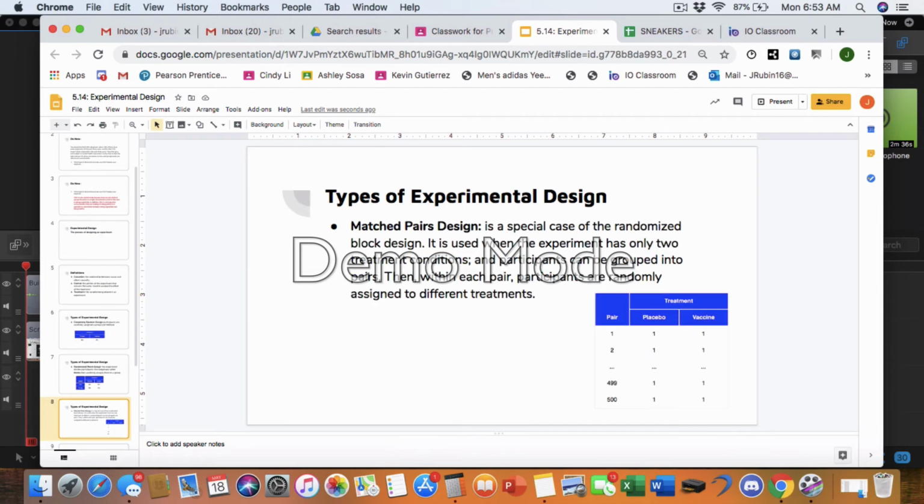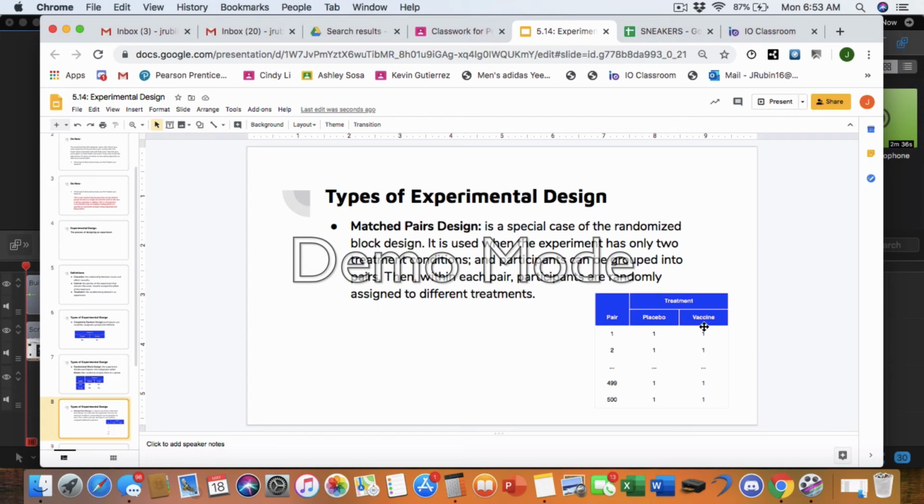And now last, this is a little tricky. It's called the matched pair design. This is a special case of a block. And it's only used when there are two treatment conditions. What I mean by that is either a vaccine or a placebo. Because some experiments can give you different levels of the vaccine. One group can maybe get half a dosage, another group can get a full dosage. A matched pair would not occur then. This only occurs when it's two options.